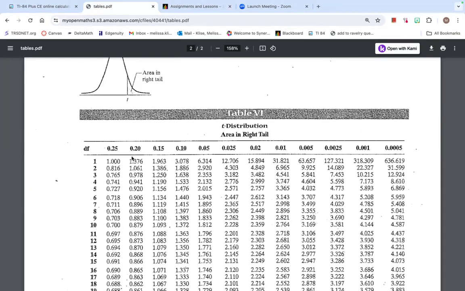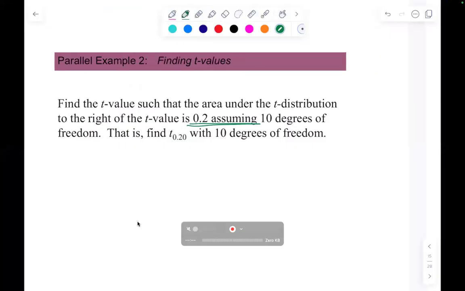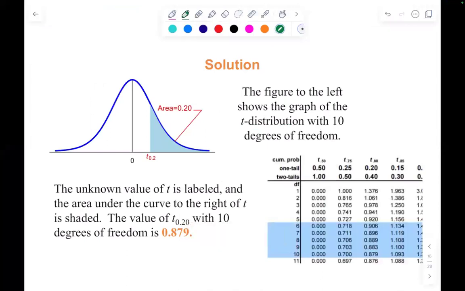0.879. So you just go to whatever your area in the right tail is, and then you go down to however many degrees of freedom. I'm going to go back here. Once again, this one looks a little bit different. So I'm looking at 0.2, go down to 10 degrees of freedom. And I have this right here. Right there. So our t value with 0.2 as my alpha and 10 degrees of freedom is 0.879.